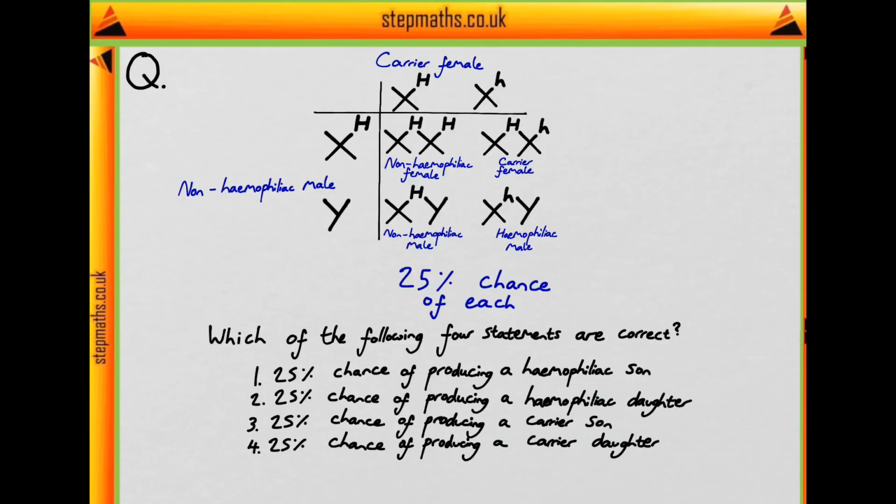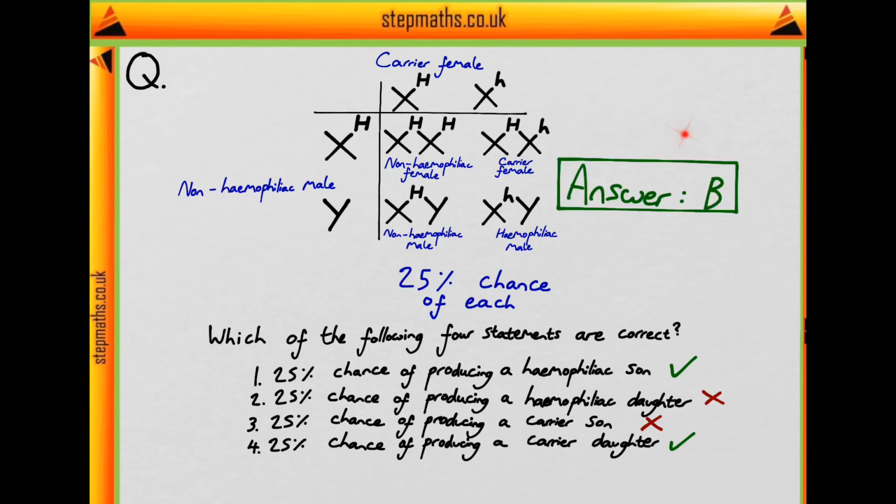So let's remember that the question is asking us which of the following 4 statements are correct. So, statement 1, 25% chance of producing a haemophiliac son. Well, yes, there's a haemophiliac male here. That's correct. 25% chance of producing a haemophiliac daughter. That is not one of our options here. So that's a cross. 25% chance of producing a carrier son. There's also not an option here, so that's a cross. Finally, 25% chance of producing a carrier daughter. Yes, you can see that carrier female here. So therefore, statements 1 and 4 are correct, which corresponds to answer B.